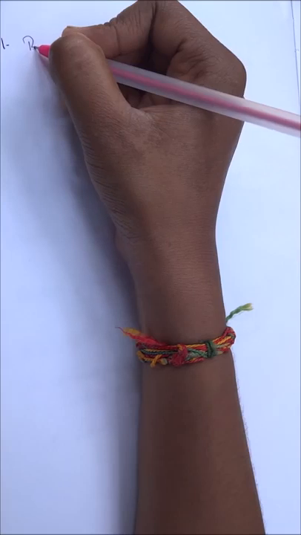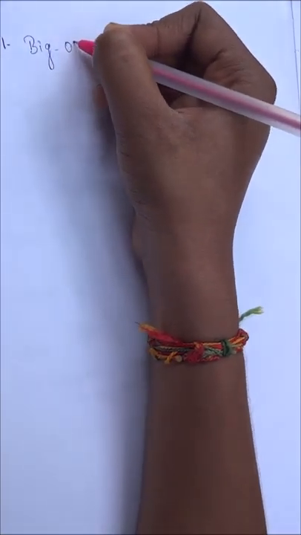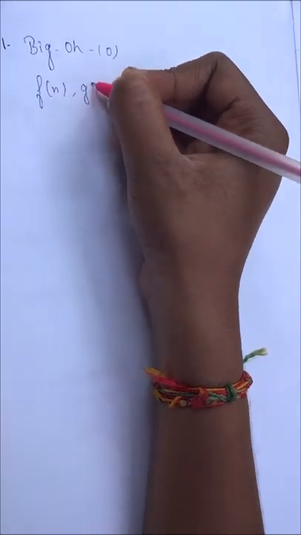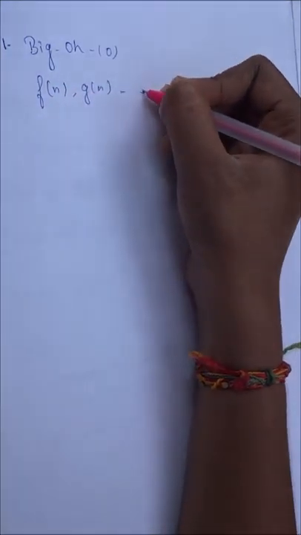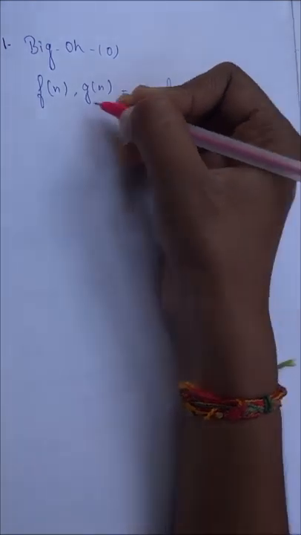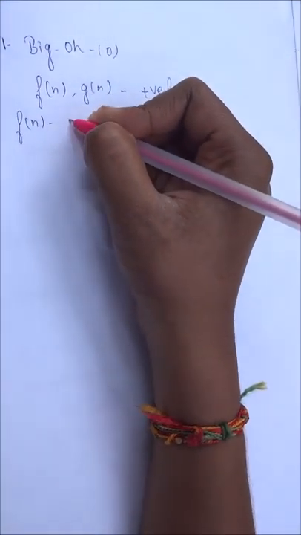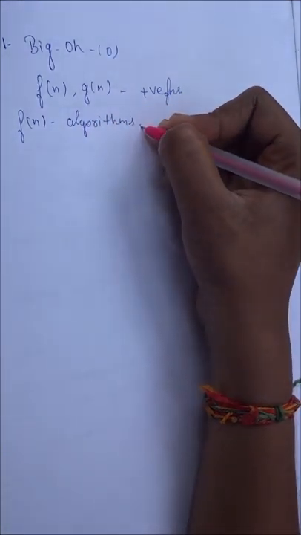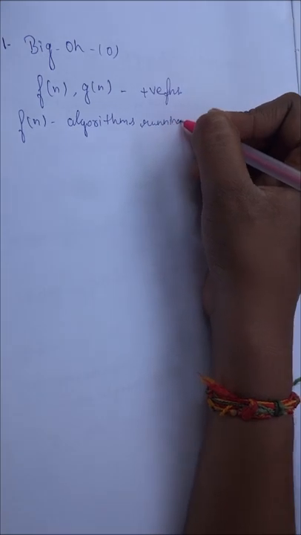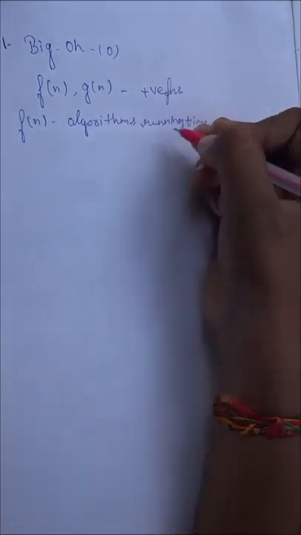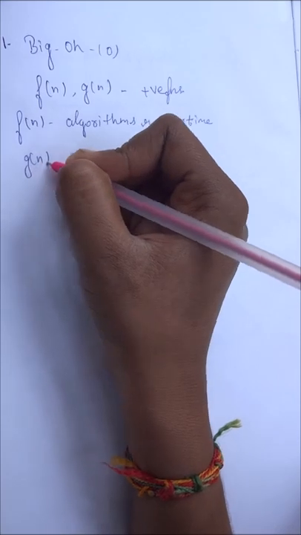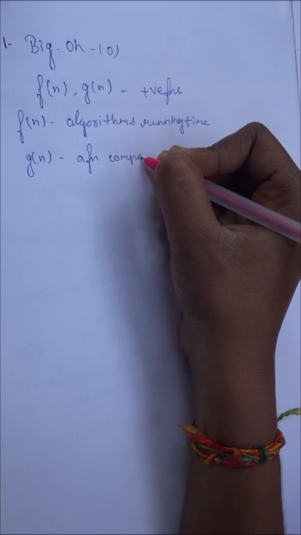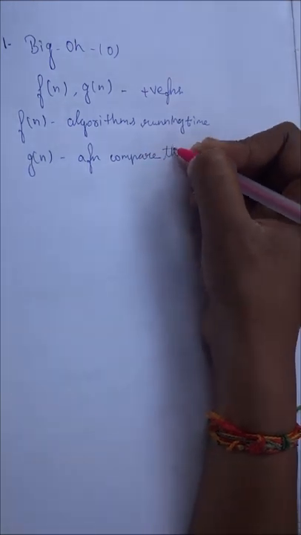Let's start with big O. We consider two functions, f of n and g of n. They are positive functions. f of n is for the algorithm's running time, and g of n is a function to compare the count.